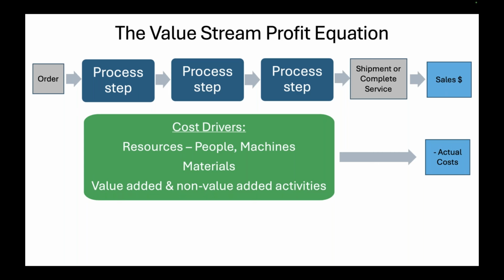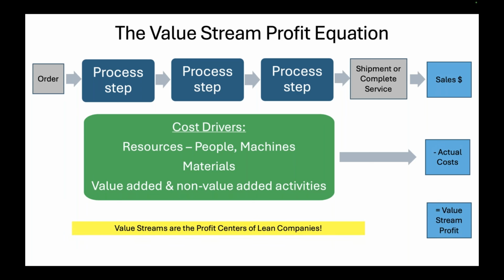And how does this happen? You eliminate the non-value-added activities through continuous improvement. You create the capacity to do more, and that controls your costs. So, sales of the value stream less the actual value stream cost is the value stream profit. This is why I stress that value streams are the profit centers of lean companies.